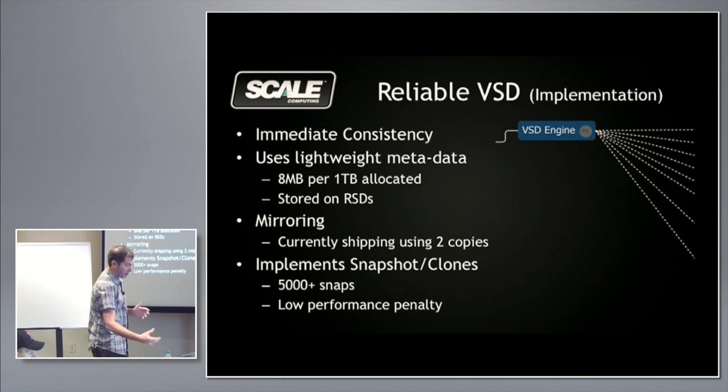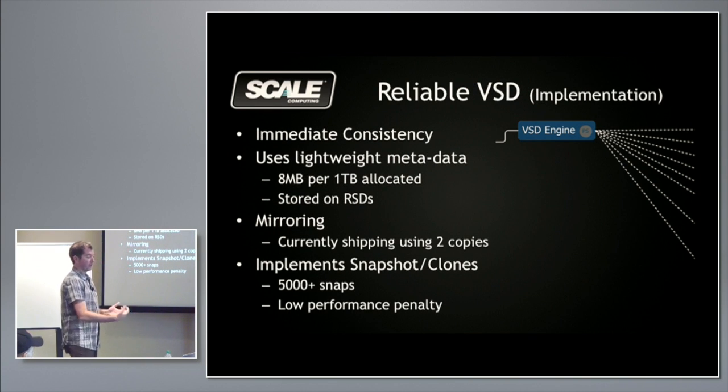So our shipping production implementation of a VSD right now is called Reliable VSD, and these sorts of things are what are implemented in the VSD engine. The immediate consistency, that's typical block device semantics. When I issue a write, when that write returns, it's guaranteed consistent. If any failure occurs immediately after that point, you're guaranteed that any read after that write is going to give you that same data. You have to have that for a block device.